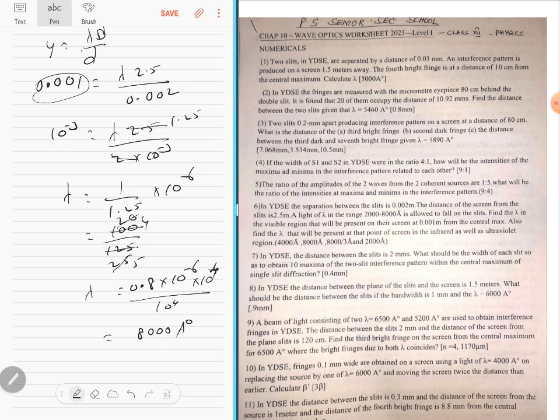Find the lambda in the visible region that will be present on the screen at 0.01 from the central maxima.